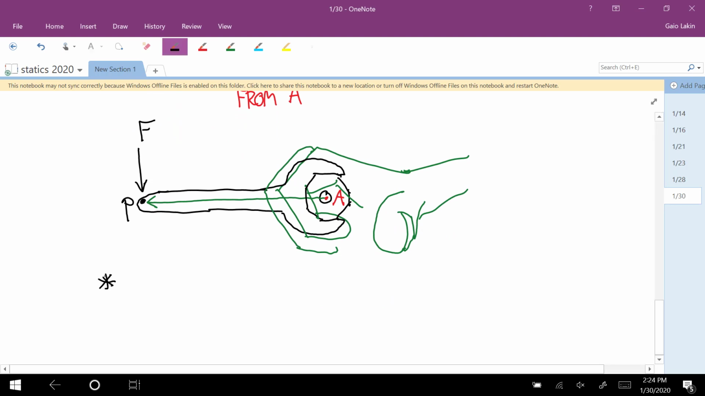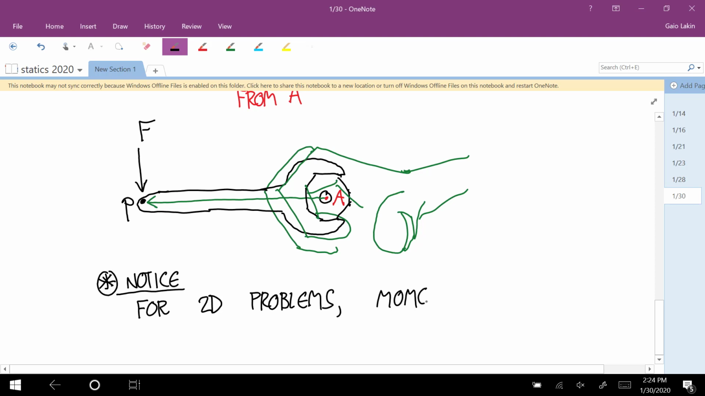Notice, for 2D problems, and when I do 2D, I'm always going to use the XY plane, moments are always parallel to the z-axis.